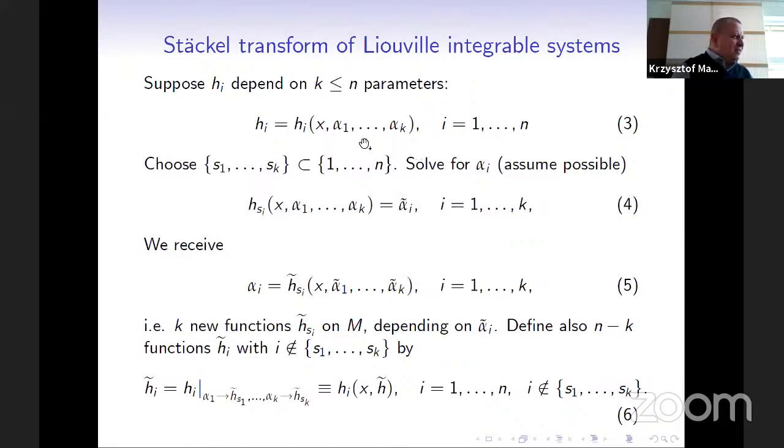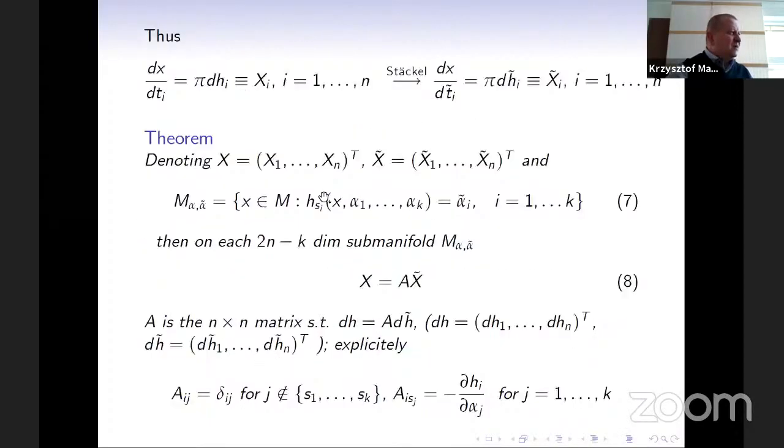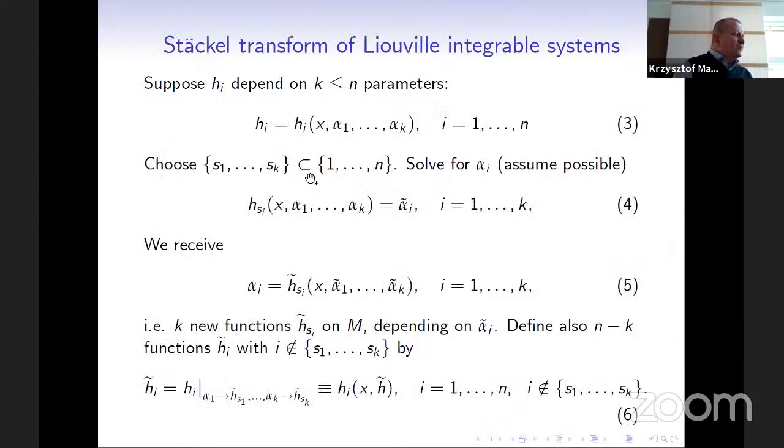So again, of the set of n equations, you pick k of them, whichever k you want, maybe the first k or the last k. You solve them with respect to the parameters alpha 1 to alpha k. What you get is k new Hamiltonians on the manifold. Then you take the remaining ones and put these calculated values of alpha 1 to alpha k into those Hamiltonian functions. In such a way, you get n new functions on the manifold. So once again, because this is important, we cannot move beyond if we don't understand this concept.